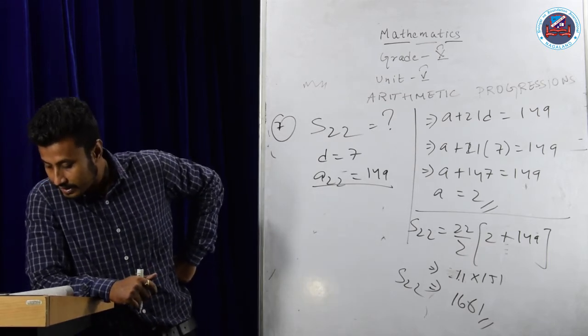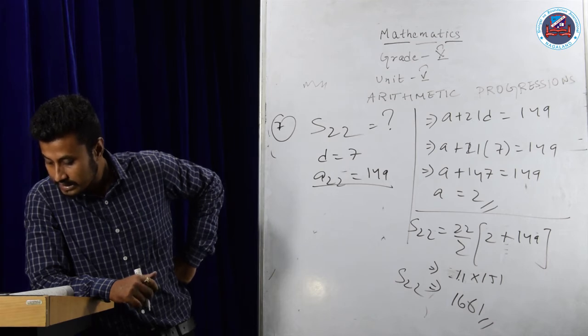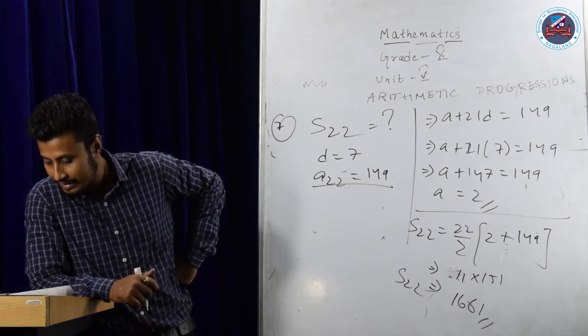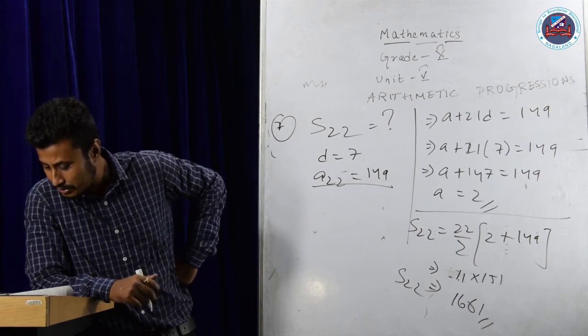The sum of first 7 terms of an AP is 49. The sum of first 17 terms of an AP is 289. First, find the sum of first n terms. Okay, even this question also you can attempt. Okay.